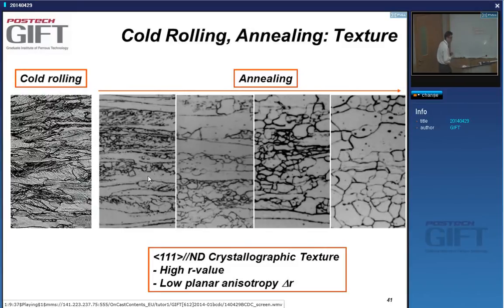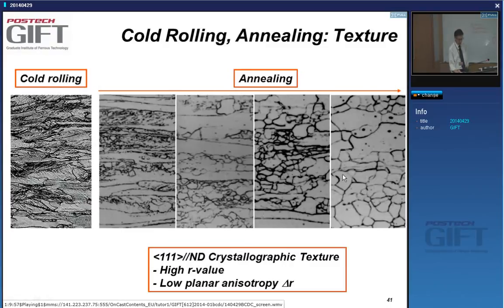So the cold rolled material has a very high level of crystallographic preferred orientation, but you cannot do anything with it because it's heavily deformed. It has no residual plasticity. So you need to anneal this, yes?